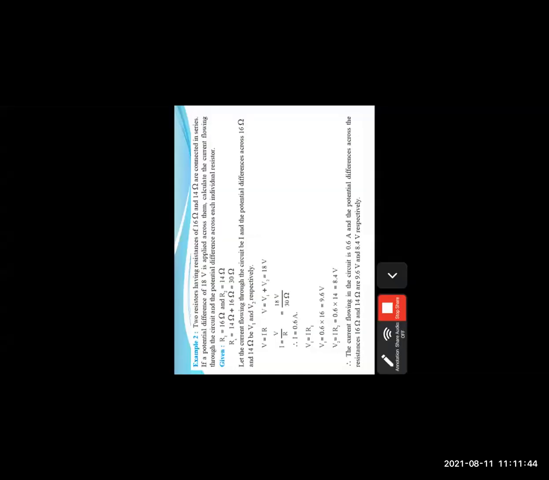Same thing we can do for V2. V2 equals what? IR2. So value of I is 0.6 amperes and R2 value is 14 ohms. So you can write 0.6 into 14, that equals 8.4 volts. Now, interesting thing here is what we know. V total voltage is V1 plus V2. You can see 9.6 plus 8.4 equals 18 volts.